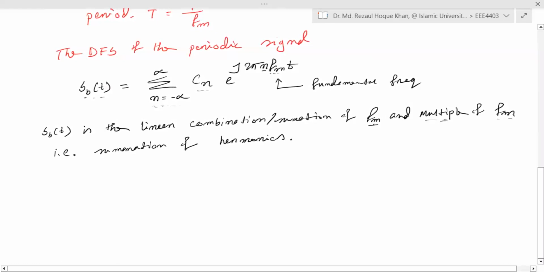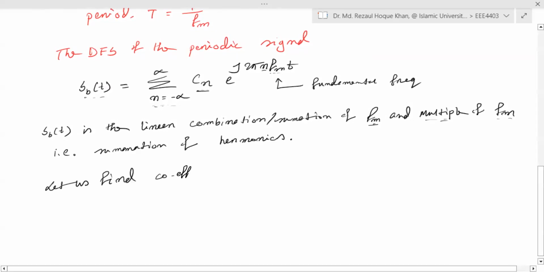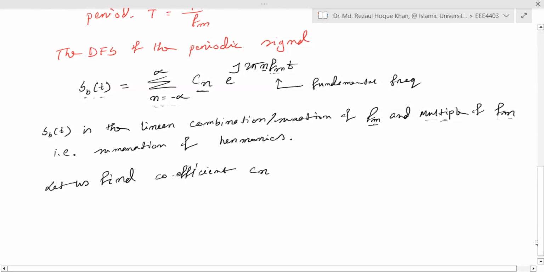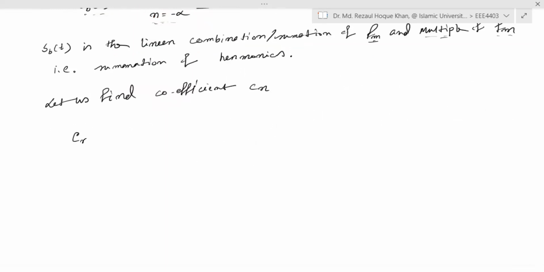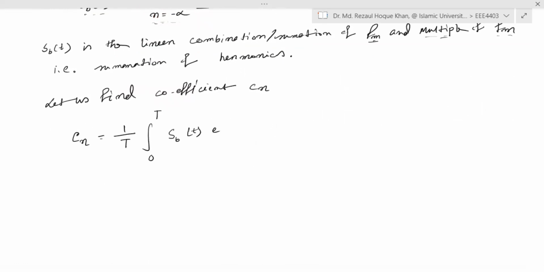Okay. Now let us find the coefficient Cn. So what is the value of Cn? Same as before, we find these formulas from our previous lecture. So coefficient Cn is nothing but 1 by T, integral from 0 to T, of Sb(t) e to the minus j 2 pi n fm t.